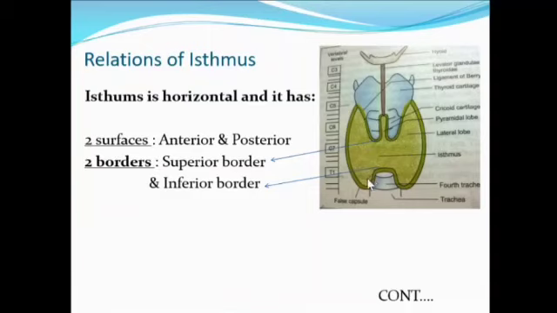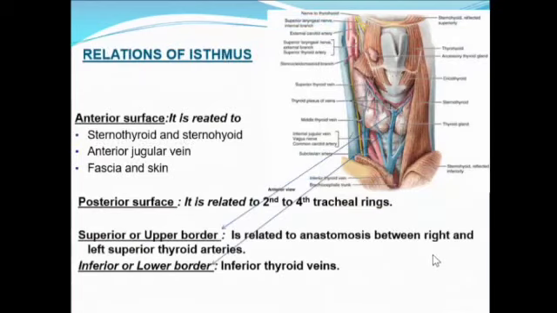The two borders which I have marked with the arrow are the superior border of the isthmus and the inferior border of the isthmus. Now the relation of the isthmus on the anterior surface: it is related to the strap muscles, that is the sternothyroid and sternohyoid, anterior jugular vein, fascia and skin. On the posterior surface, it is related to the second to fourth tracheal rings.